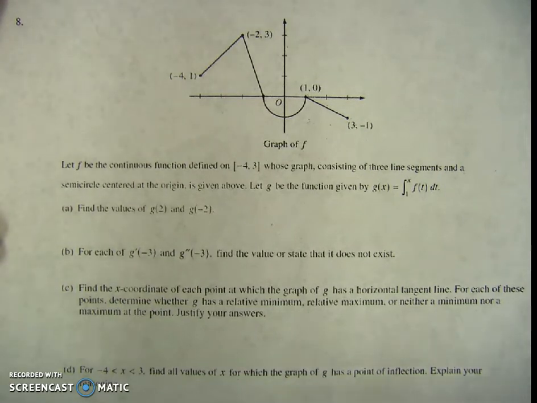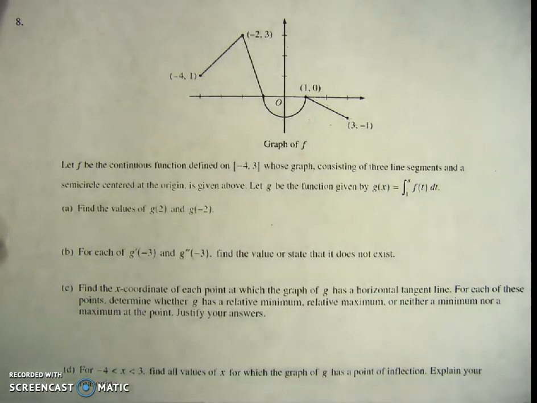given above. Let g be the function given by g of x is equal to the integral from 1 to x of f of t dt. Part A is asking find the value of g of 2 and g of -2.